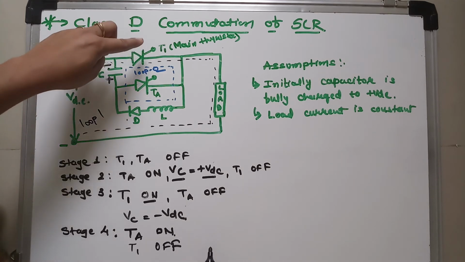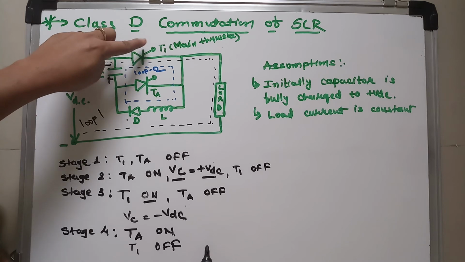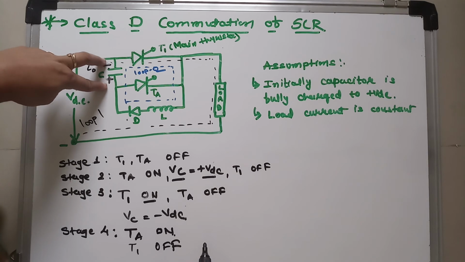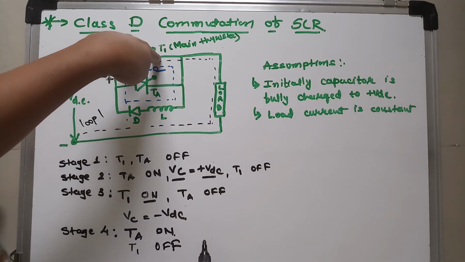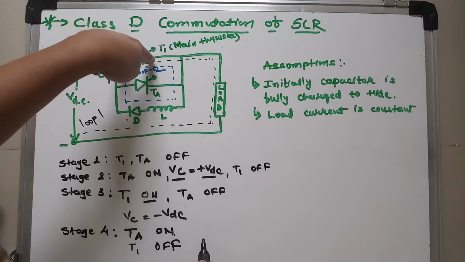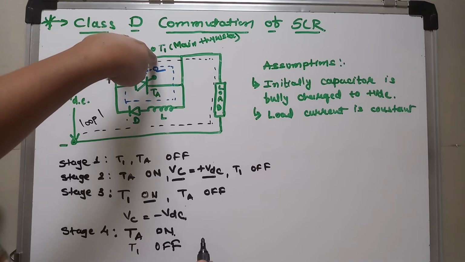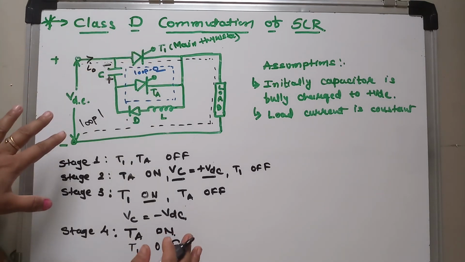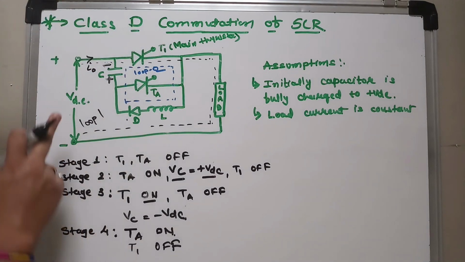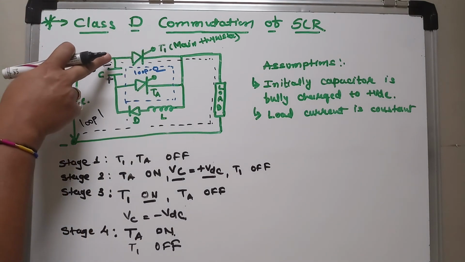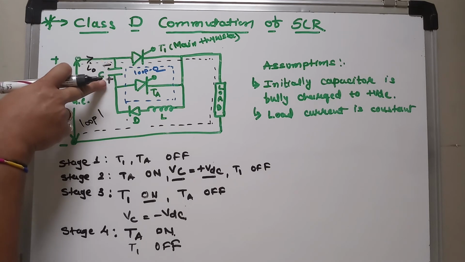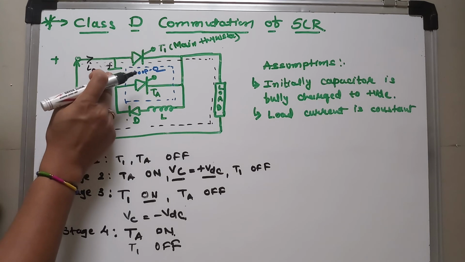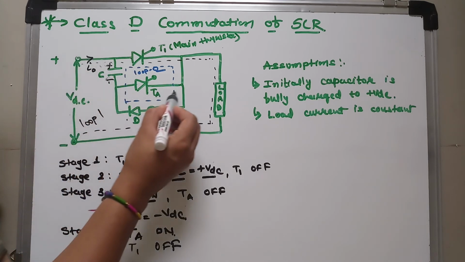So see here, T1 is turned off when you turn on TA by applying a gate pulse. This capacitor voltage appears across T1 directly as a reverse bias voltage, and by applying the reverse voltage across the main thyristor, it is turned off. Then, when T1 is turned off, the capacitor is again charged in the positive direction, with the upper plate positive and the lower plate negative, through TA.